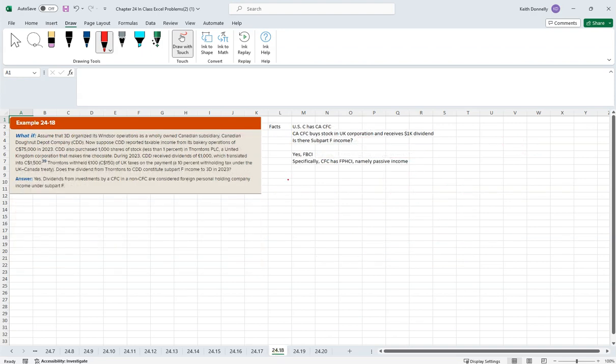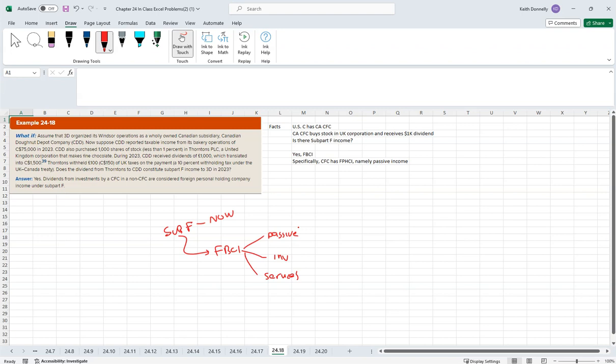Then they talk about subpart F income. Remember we said subpart F is a type of income from a CFC and it's taxable now. The main category of subpart F is this FBCI. We said there's a passive type, and then two other types, one related to the sale of inventory and one related to the performance of services.